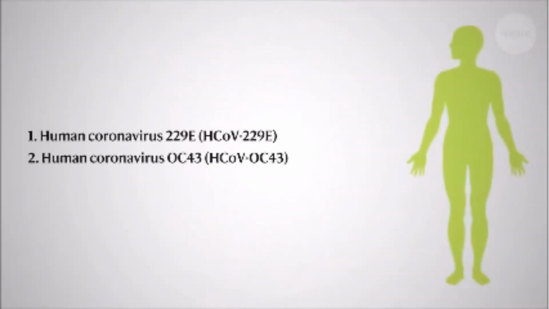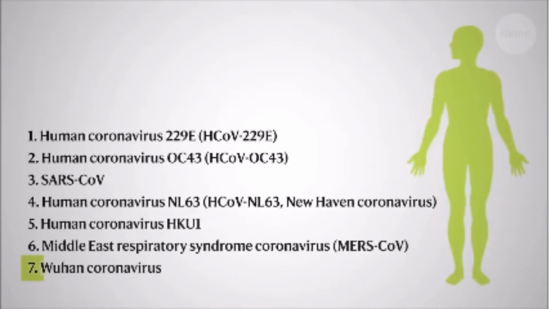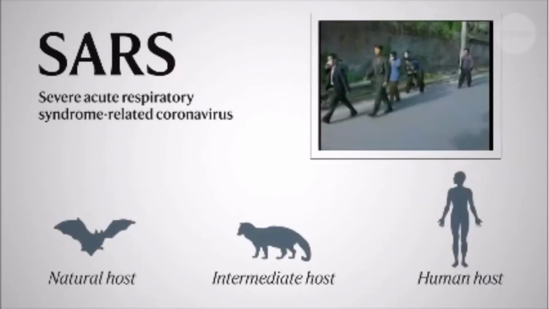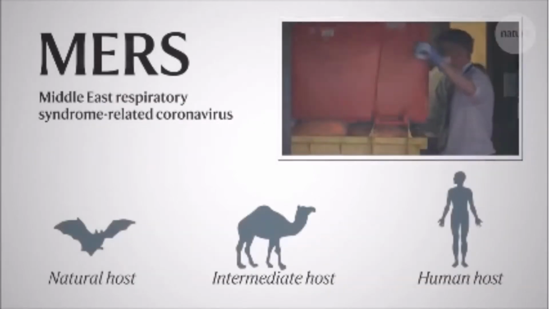This new virus is the 7th known human coronavirus, and it affects the respiratory system. Some coronaviruses have mild symptoms, however others are much more dangerous. SARS and MERS are both coronaviruses.